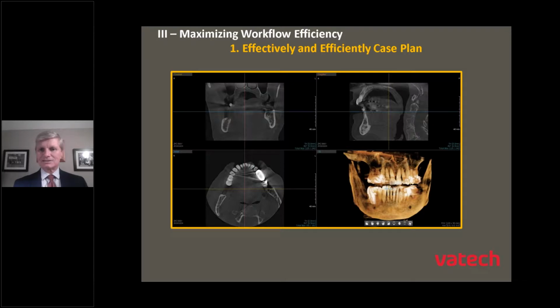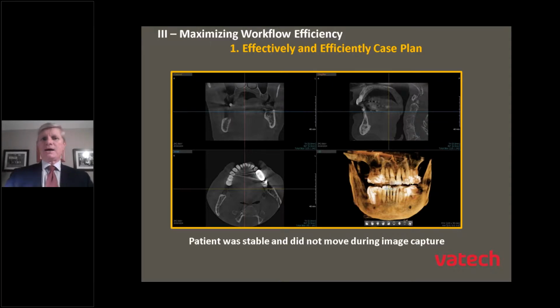So this is the exact same patient. This time the patient remained stable and did not move. I will say, it doesn't really matter whether it's a Vatech device or any other competitive CBCT system. The Achilles heel of any CBCT is movement. Because if you think about it, the anatomy is being scanned 360 degrees, going all the way around the anatomy.